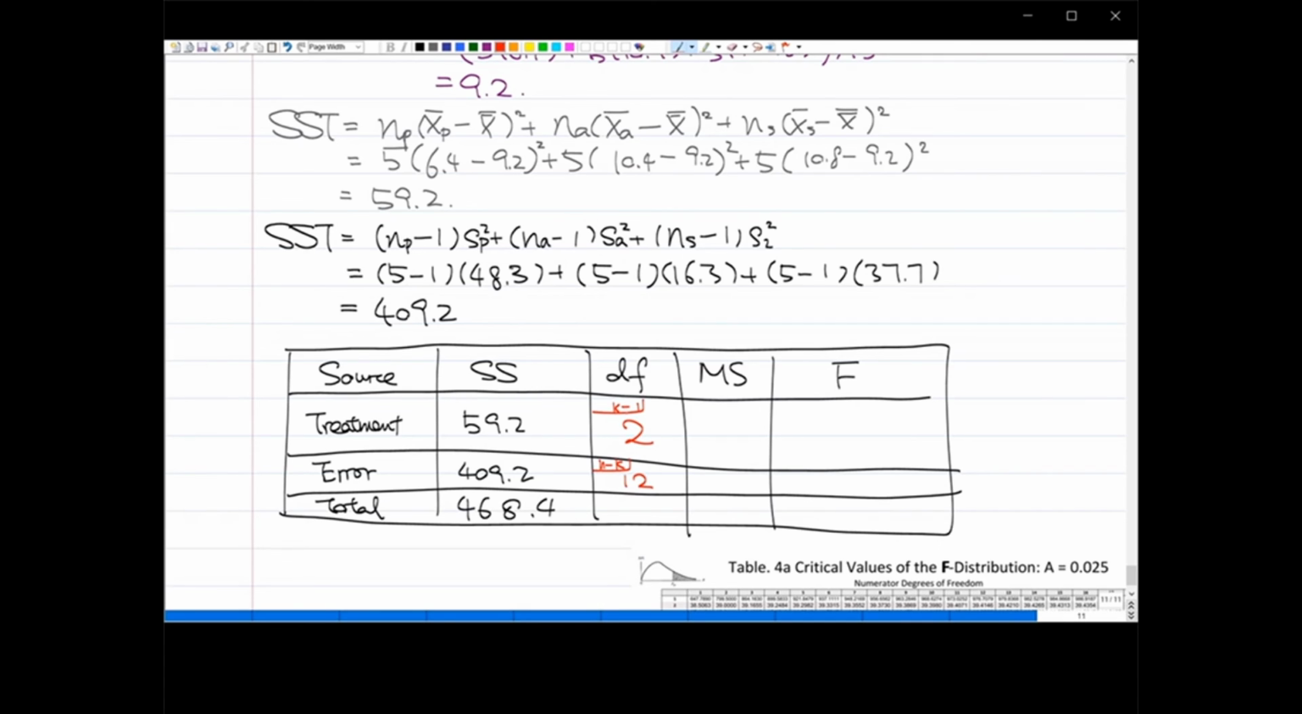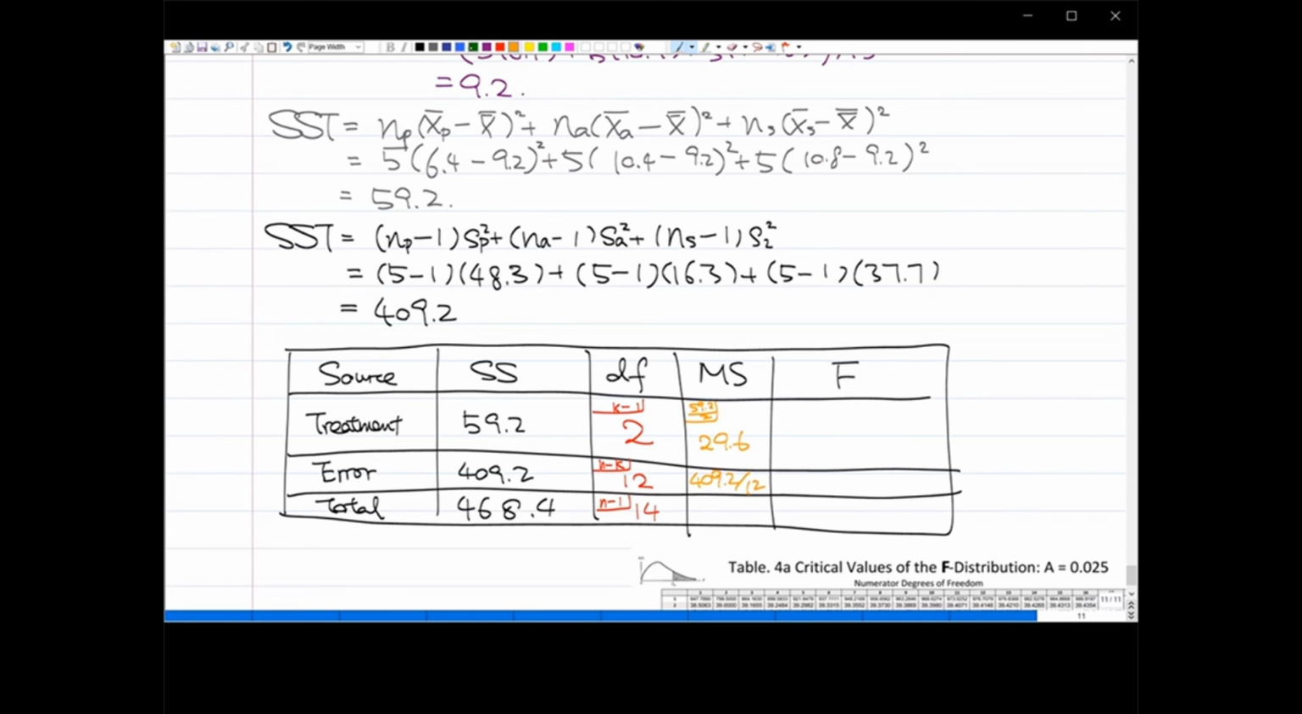Down here is the sum of these two numbers, which is n minus 1, or 14. Then next is the MS. All you need to do is to divide the SS by the degrees of freedom. So here it is 59.2 divided by 2, which is 29.6, and this one is similar. You divide 409.2 by 12. You don't need to do this for the total row.